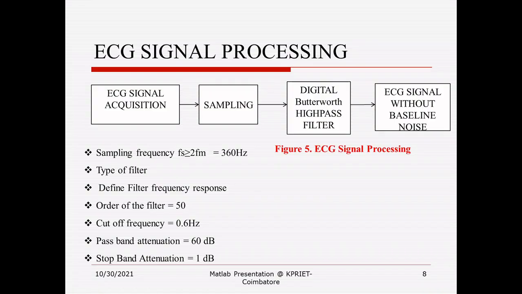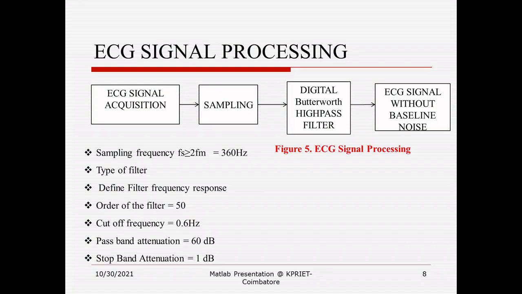The type of filter is a Butterworth filter, and the cutoff frequency we have set for the high pass filter is 0.6 Hz. The basic reason is that baseline wandering noise has a frequency range from 0.5 to 0.6 Hz. Then we need to define the pass band and stop band attenuation of the Butterworth high pass filter. I have chosen pass band attenuation as 60 decibel and stop band attenuation as 1 decibel.